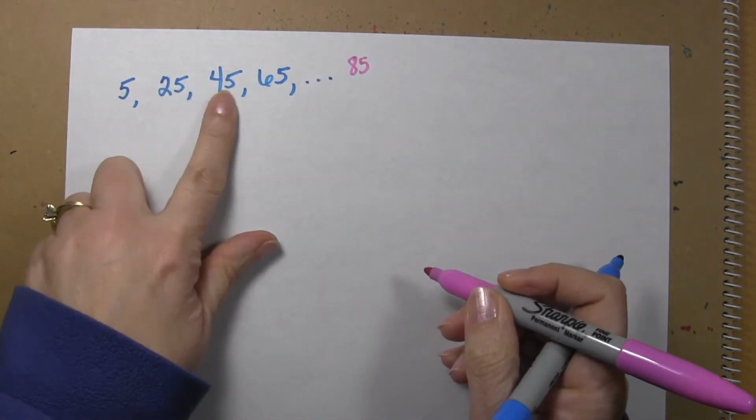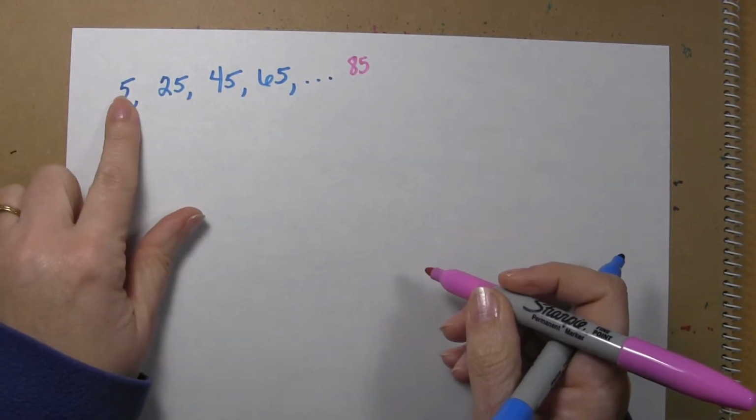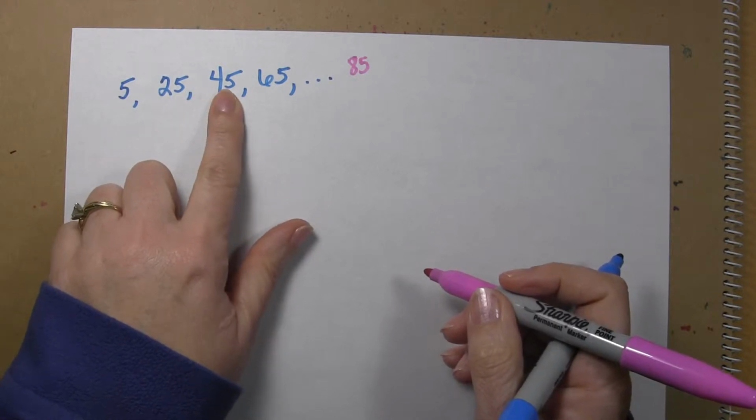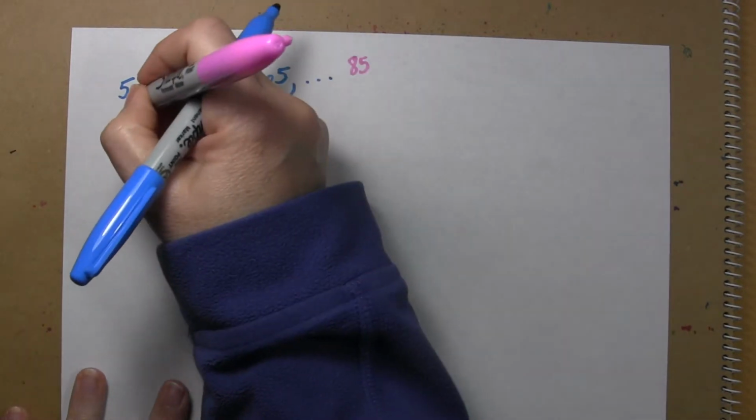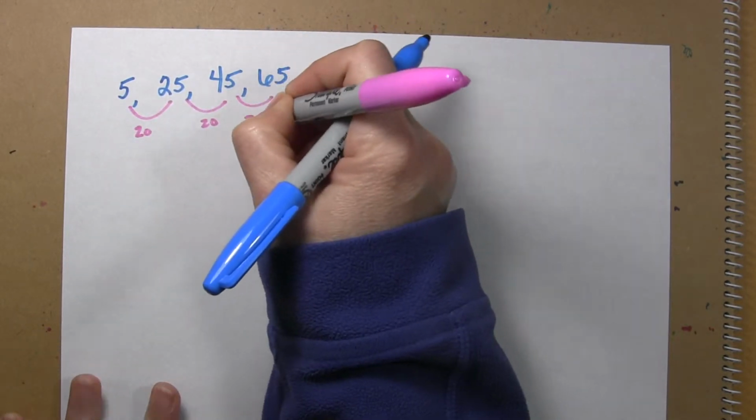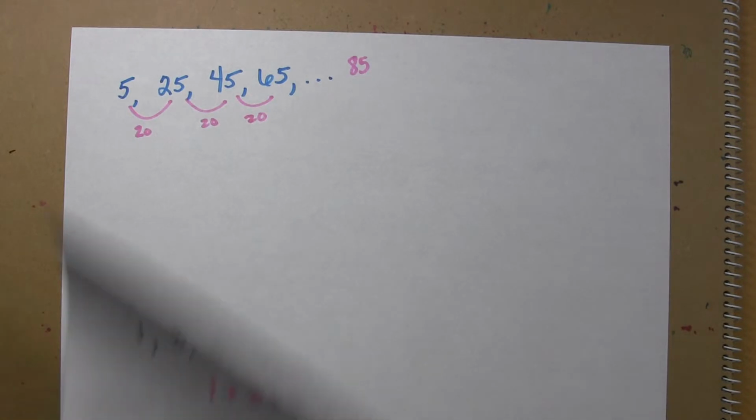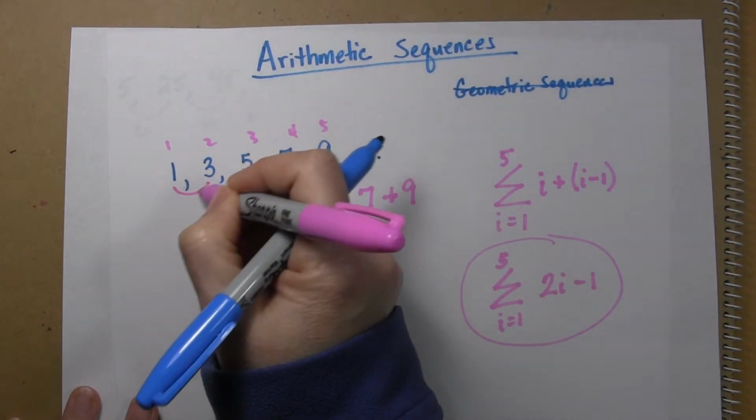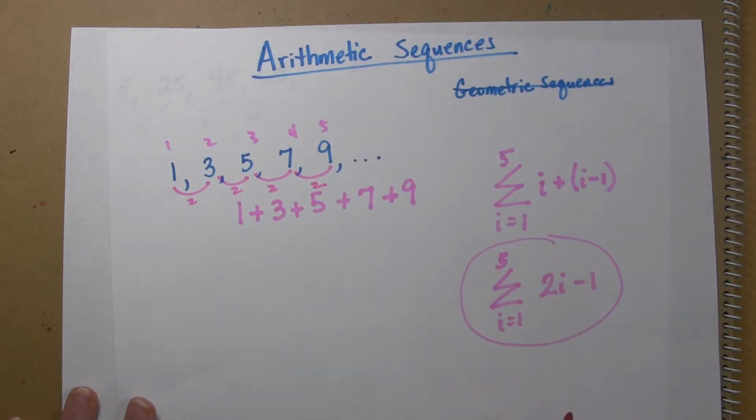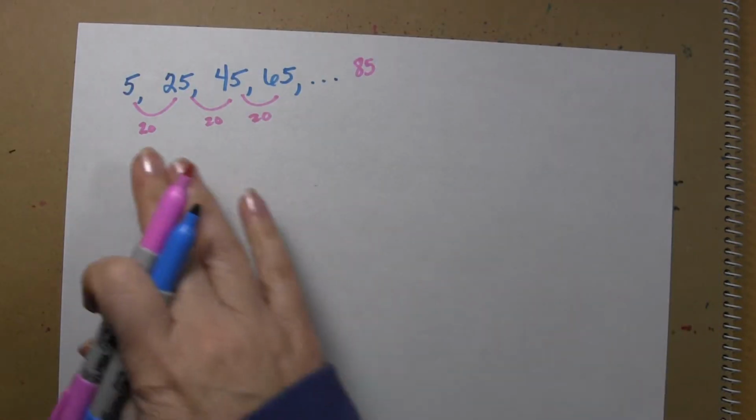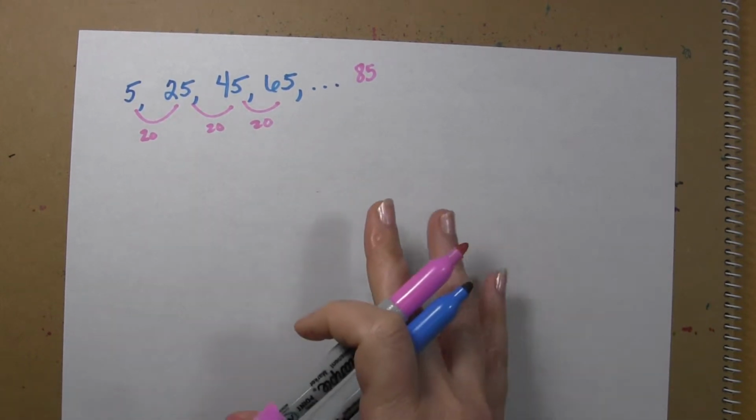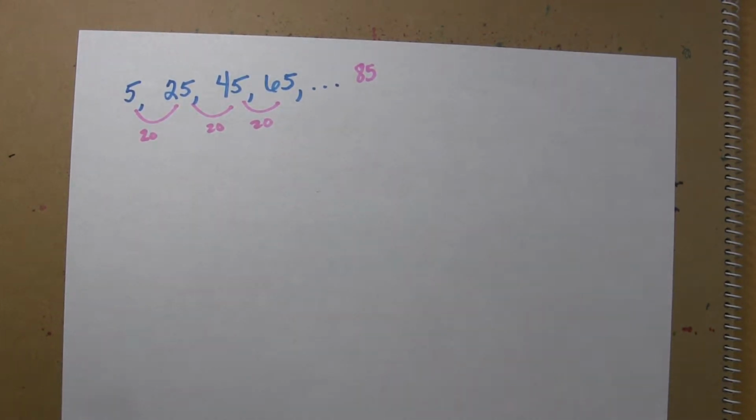We're just counting up by 20, right? We started at 5, but then we add 20 to get 25, and we add another 20 to get 45, and we add another 20 to get 65. So here we're going up by 20 each time, so we're adding 20. Here, we were adding 2. As long as you're going up or down by the same number each time, that's what makes it an arithmetic sequence.